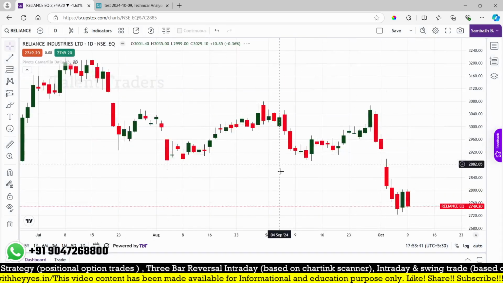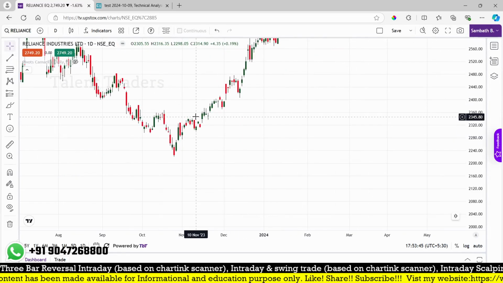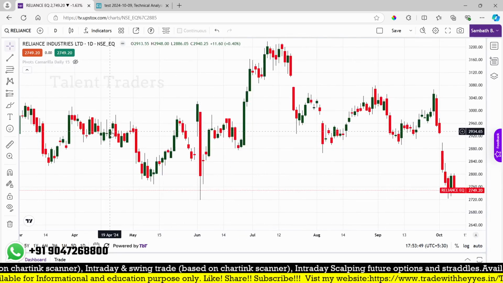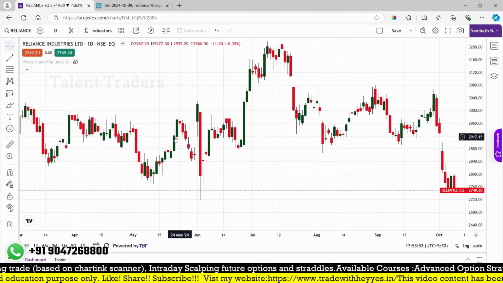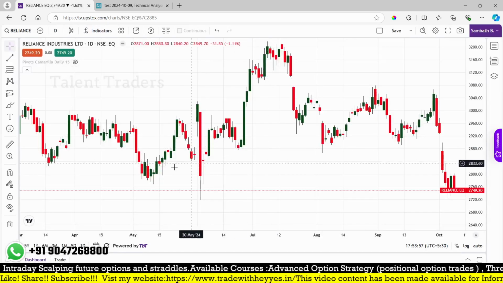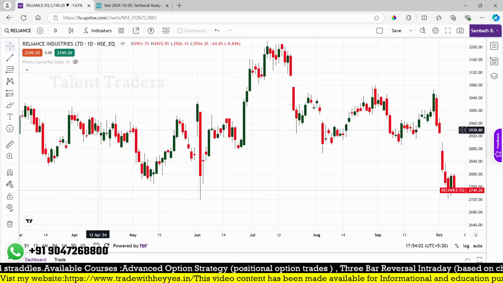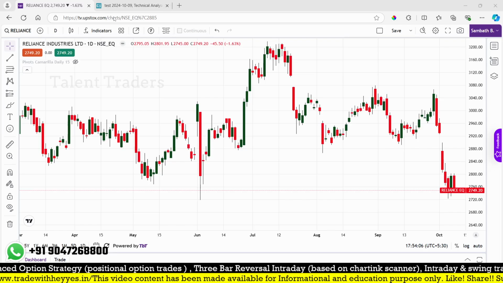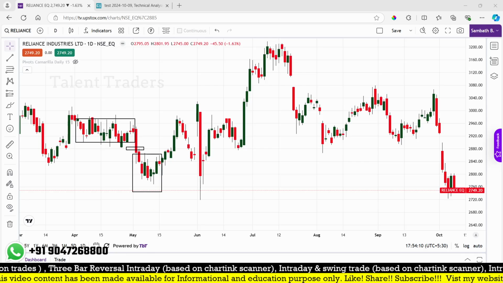So fifth month. Let me go to check. November. So May month. What is the date? 3/5. And this is the date, 3rd May. So previously it is a consolidation, less than 5% or 4% which we have added in the code. After that the downside, and it was moving down.